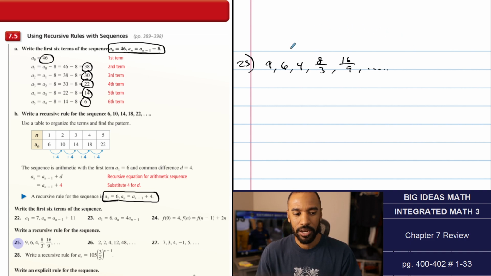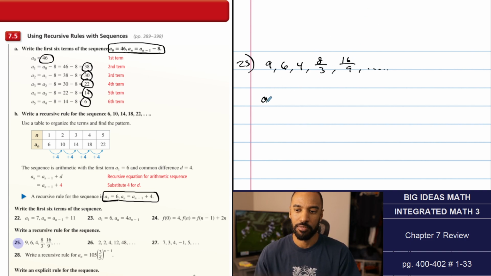Okay, so here we go from 9 to 6 to 4. Clearly not arithmetic. It appears very geometric. I believe I can see what it is here. 6 over 9 is 2/3. 4 over 6 is 2/3. You can imagine all the rest. 4 times 2/3 is 8/3, etc. So we do have a common ratio of 2/3, which is important for the rule.